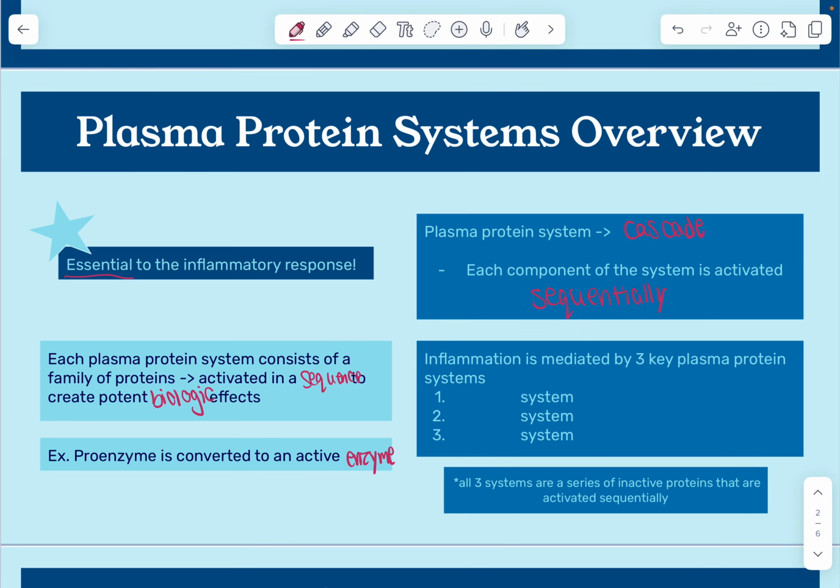And there are three key plasma protein systems. First, there's the complement system. Next, the clotting system. And there's also the kinin system.